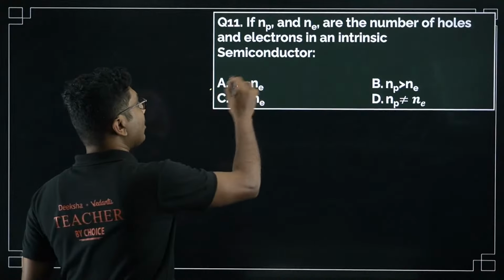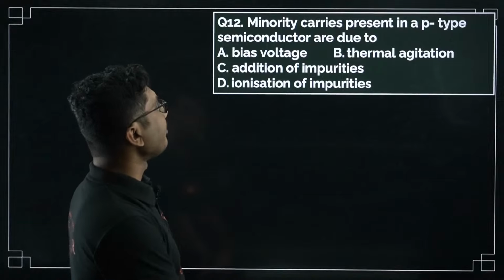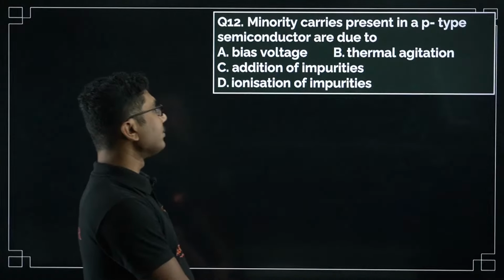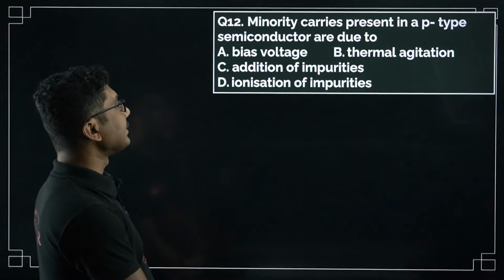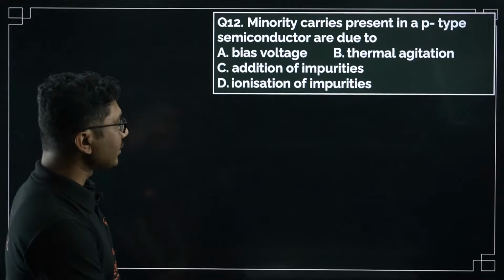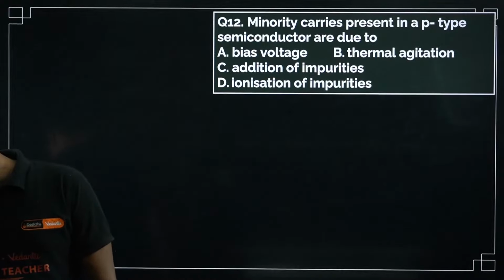Yes, Adarsh, option A. Next question. Minority carriers present in a p-type semiconductor are due to: bias voltage, thermal agitation, addition of impurities, ionization of impurities. So why are the minority carriers present?